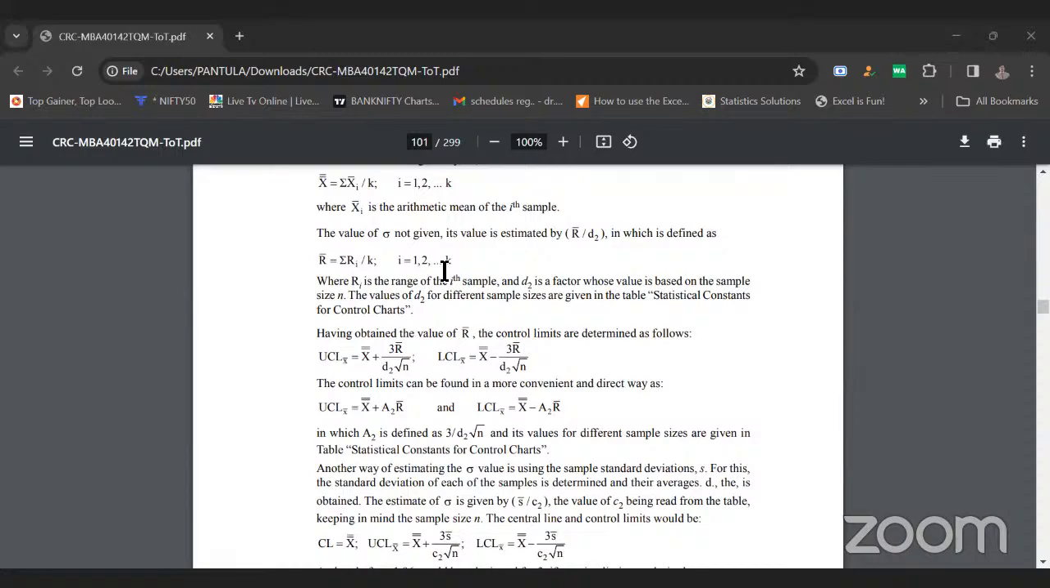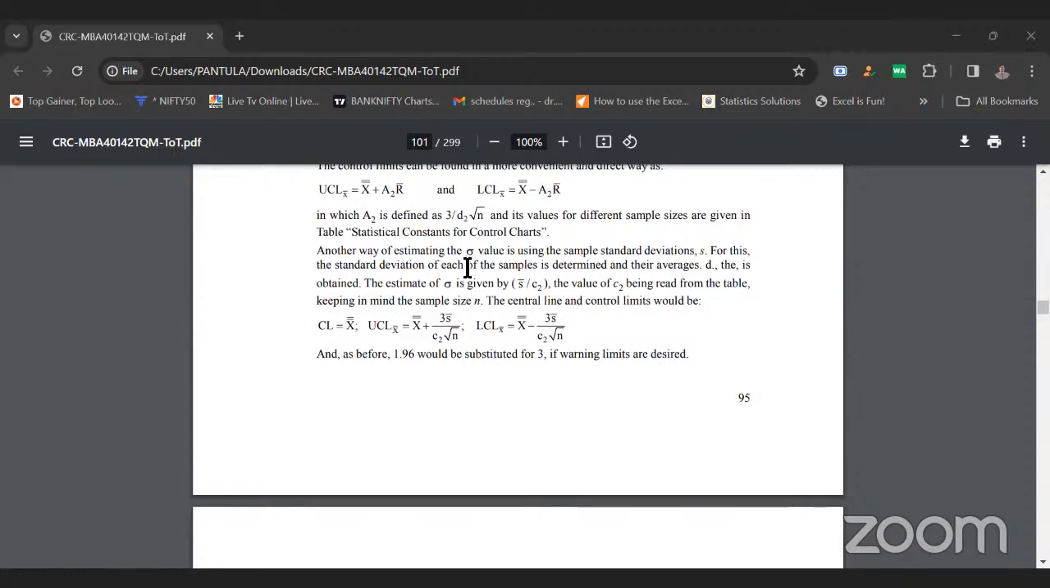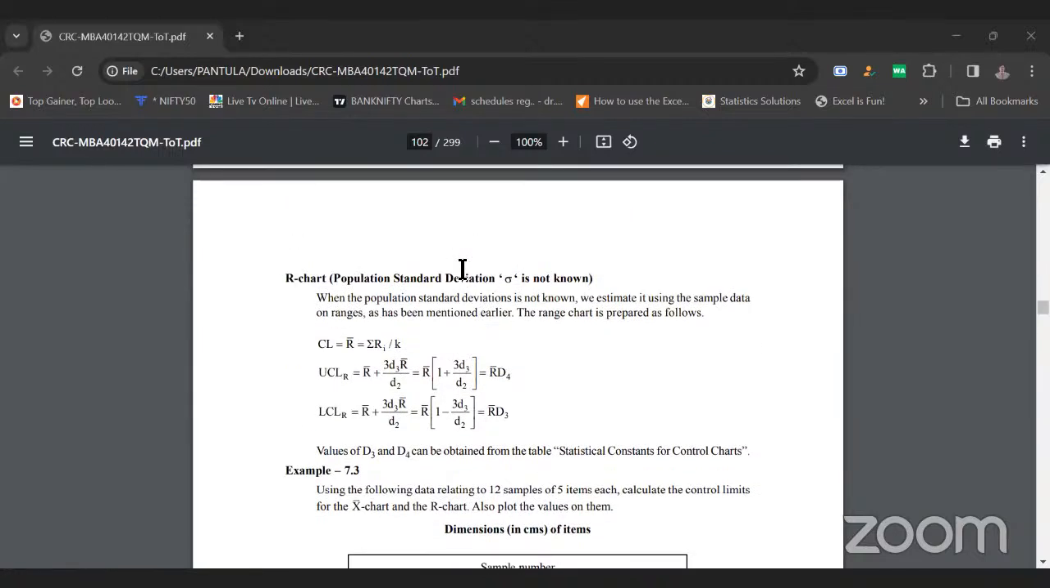Here the upper control limit is X bar plus 3 sigma divided by D2 square root of n, and the lower control limit is X bar minus 3 sigma divided by D2 square root of n. We have given some formulas and drawn the R chart also. Where we stopped in the last class was the preparation of the R chart.